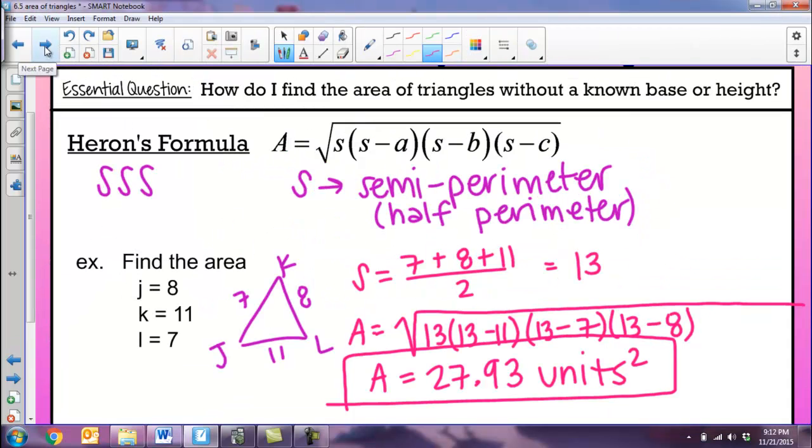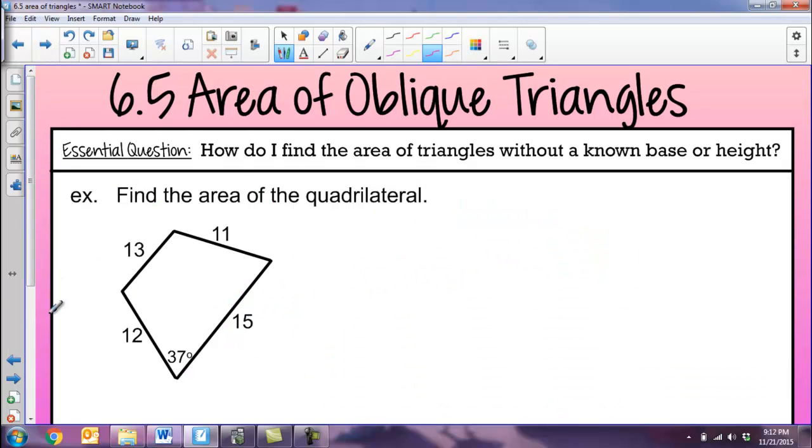Okay, so this last thing that we're going to do with this application is a little bit more tricky. So we're going to be finding the area of this quadrilateral. So we have 4 sides. We can't really use any of the formulas we learned today, but what I can do is I can be sneaky about this and divide this into triangles.